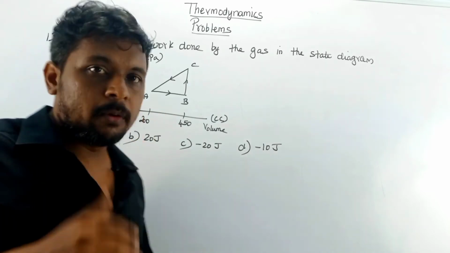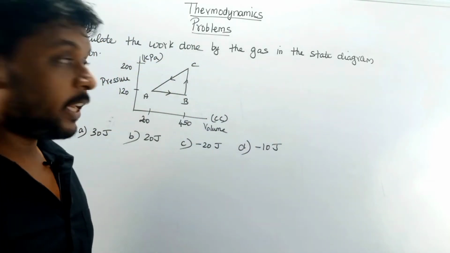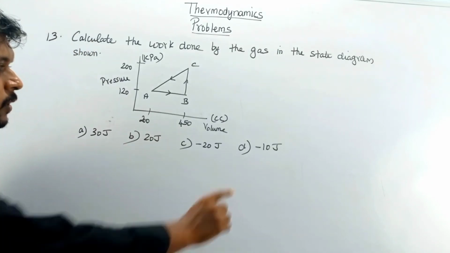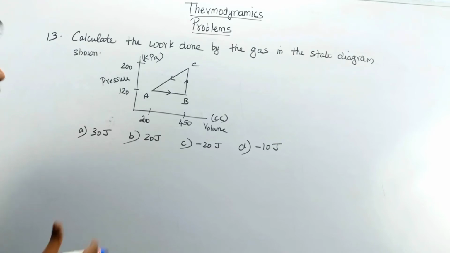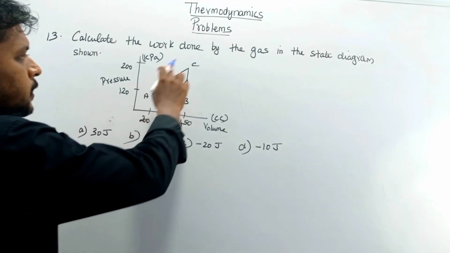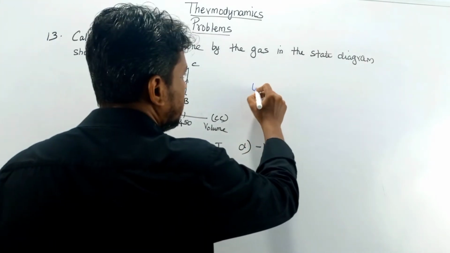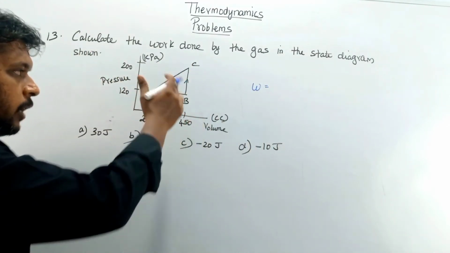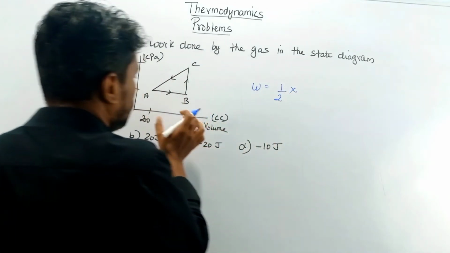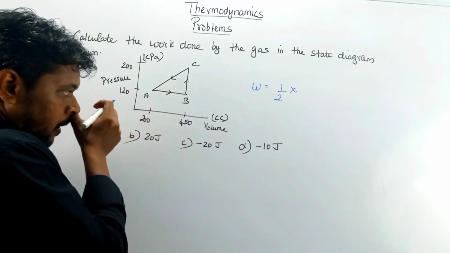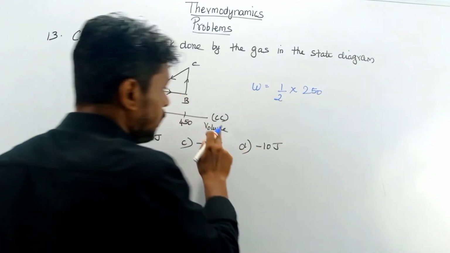Now the 13th problem, a general problem. Here they have given: calculate the work done by the gas in the state diagram shown. This is the diagram given. Now we have to find the work done. Let us consider it as a closed path. So the work done could be written as the area of this triangle. The area of this triangle will give you the work done. So here it is half into base. Now what is the base value? It is 250.